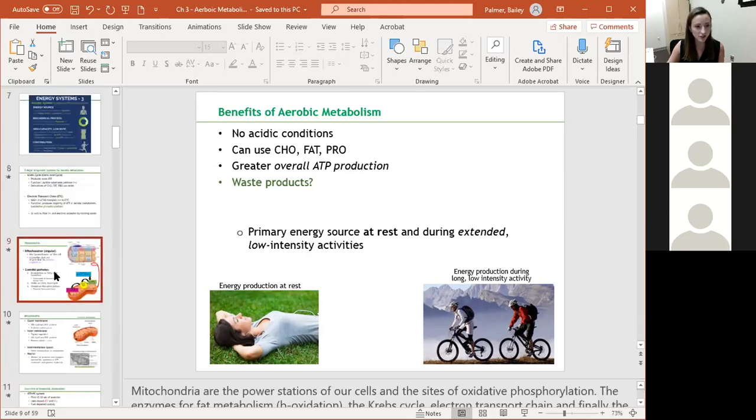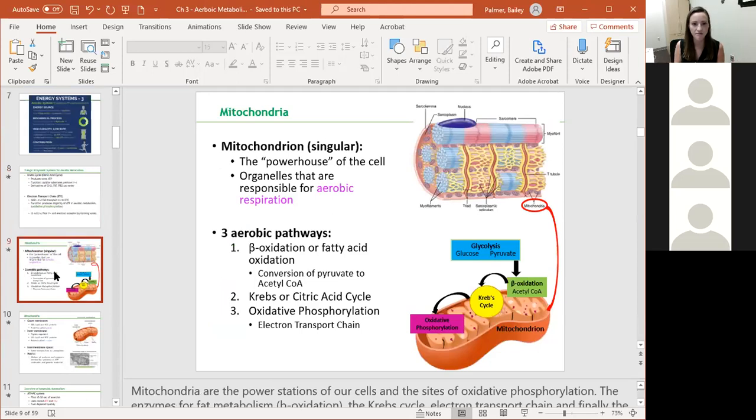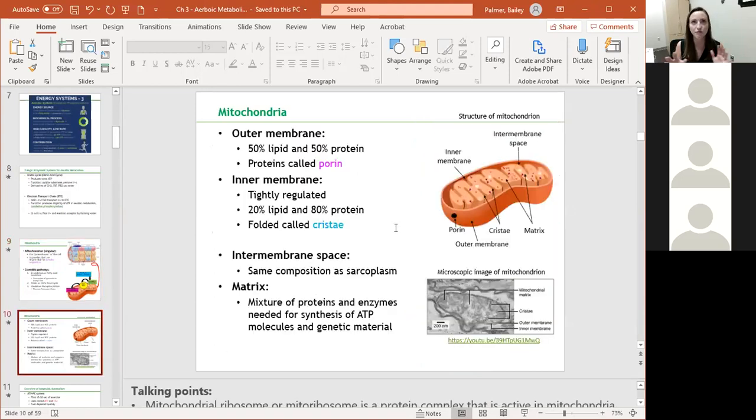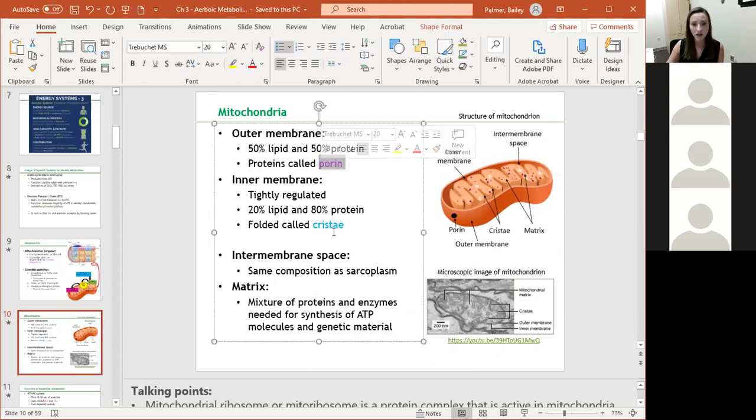Next is the structure of the mitochondrion. On your assignment, you just wrote about the structure and the function or purpose of mitochondria when it comes to ATP production. What I'm concerned with for this is, we already know it's the powerhouse of the cell. We also already know that all of these energy systems take place in the mitochondrion. But we actually get a little bit more specific about what is the porin, what is the cristae, and what is the matrix.